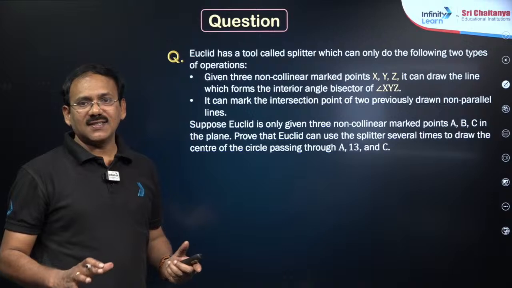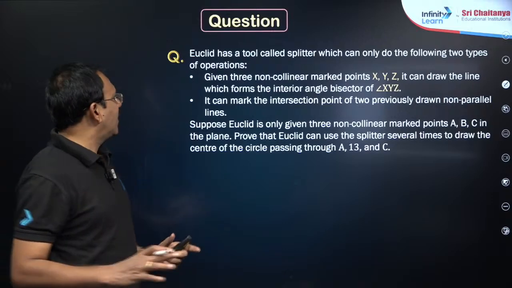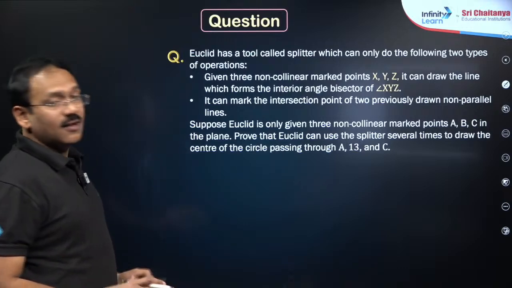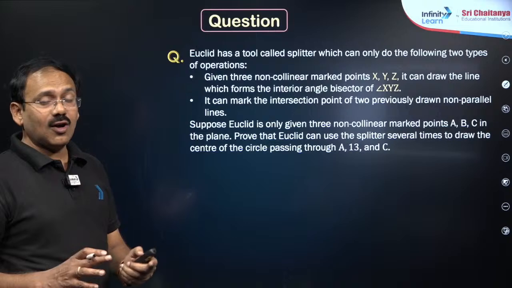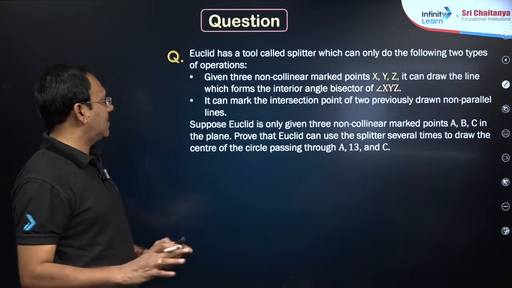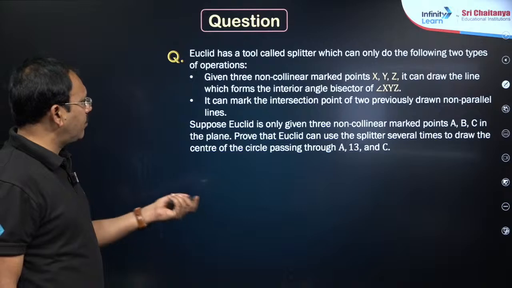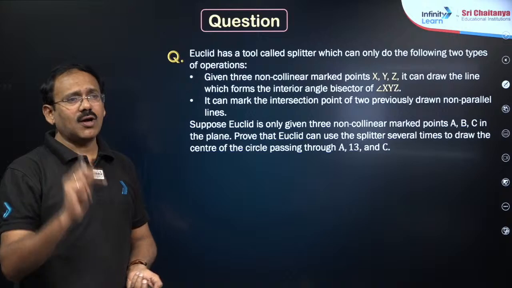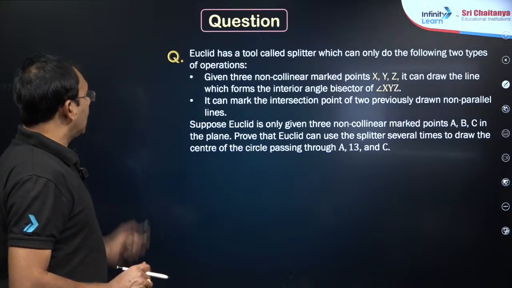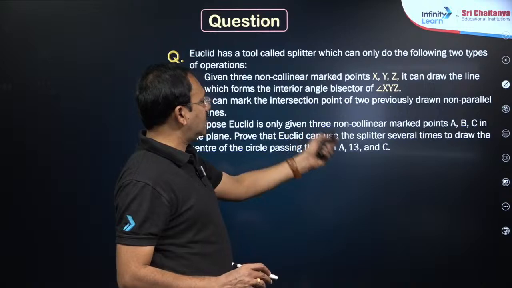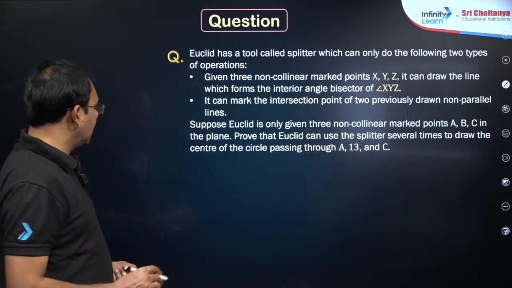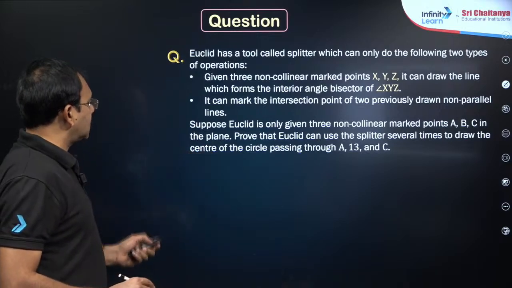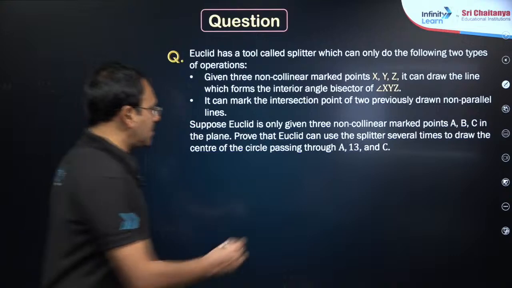Suppose, what a hypothetical case. Suppose Euclid is having only one device, that is called splitter. So what? Splitter which can draw the angular bisector of the given angle and can mark the intersection point of two previously drawn non-parallel lines. That means if two lines are there, if they are intersecting, you can mark the point. Only these two tools are there. Now suppose Euclid is only given these non-collinear marked points ABC. Prove that Euclid can use the splitter several times to draw the center of the circle passing through ABC.